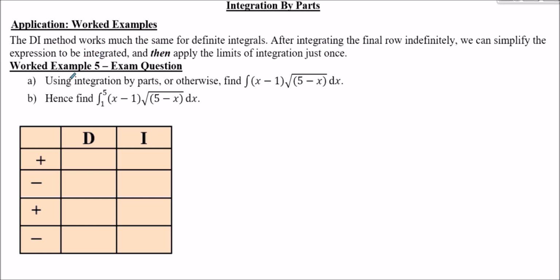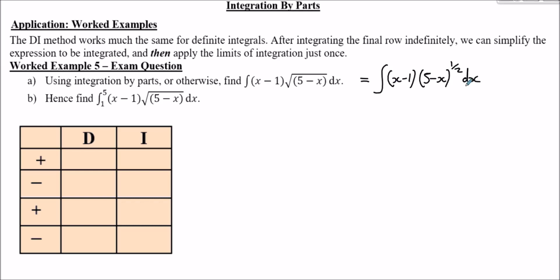So this one, part A, use integration by parts or otherwise. I'm not going to do the otherwise, let's just focus on the integration by parts. Find the integral of the product of x minus 1 multiplied by the root of 5 minus x dx. I'm just going to rewrite this in power form. I'm going to write it as x minus 1, 5 minus x to the 1/2 dx.